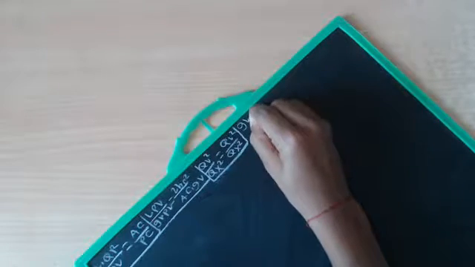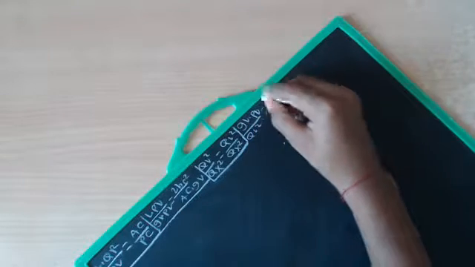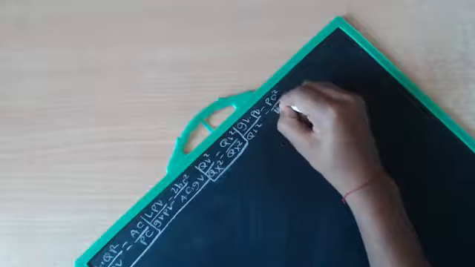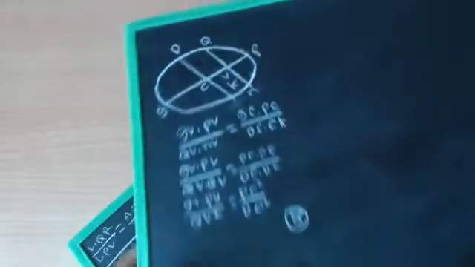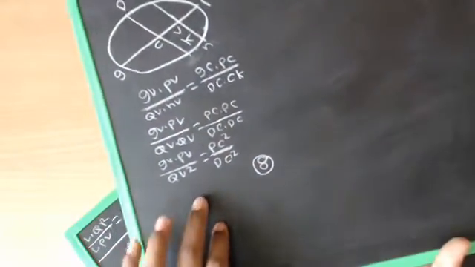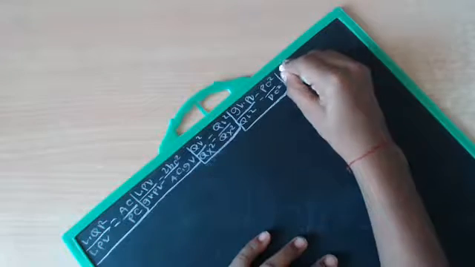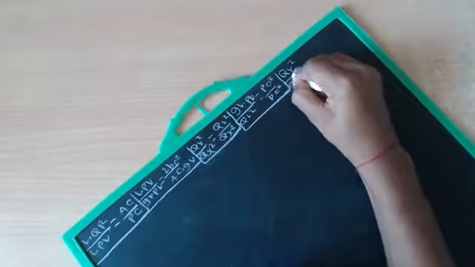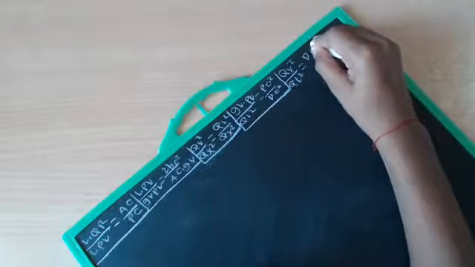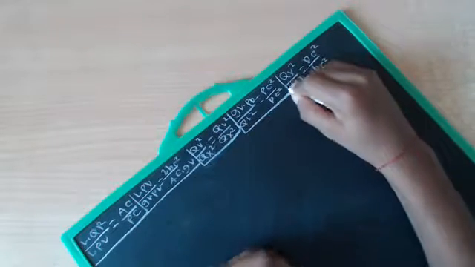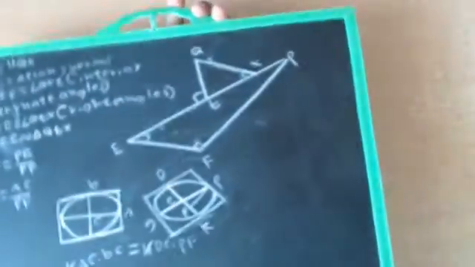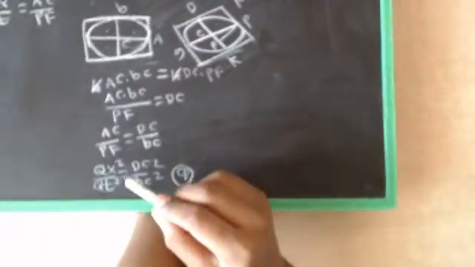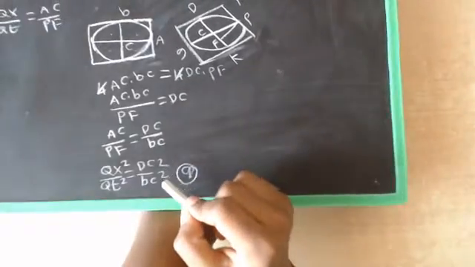And GB into PV by QV raised to 2 is equal to PC raised to 2 by DC raised to 2, and we have proved that in this eighth equation. And QX raised to 2 by QT raised to 2 is equal to DC raised to 2 by BC raised to 2, and we have proved that in the ninth equation.